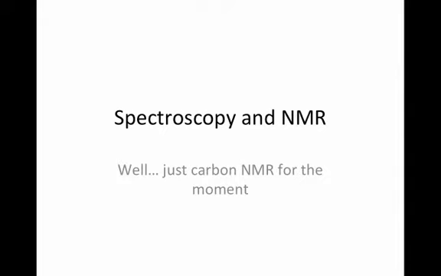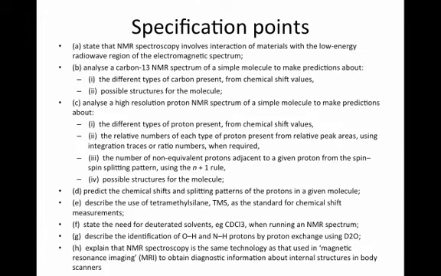Now I've split NMR into two. We're going to do carbon NMR today and a little bit of background, and then once we're feeling more confident with that, I'll move us on to proton NMR, which is a little bit more complicated. So here are all the specification points for NMR. You can see there is an intimidating number, but we're just going to cover the first two today, and also we're going to cover E. We'll be covering bits and bobs of some of the other ones, but we're not going to be covering them in full until we start looking at proton NMR.